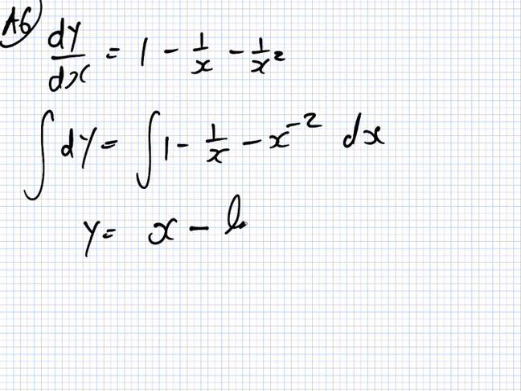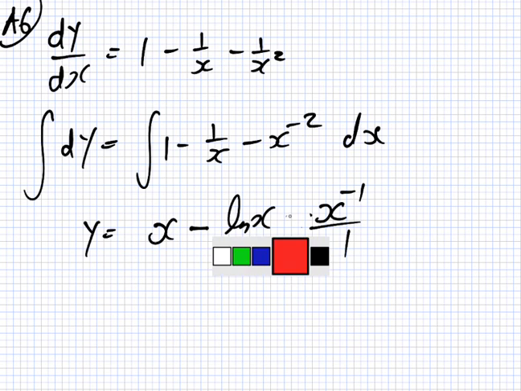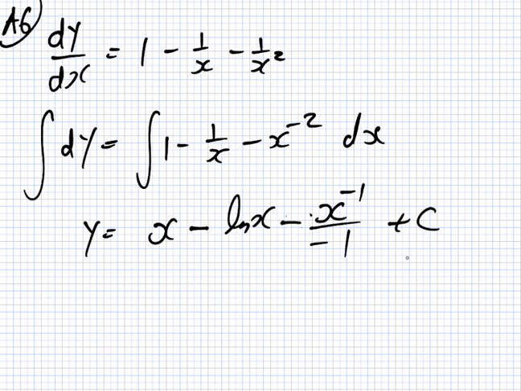Minus two plus 2x minus 1. Should be like this. Well, sorry, that's a minus there. You add 1 to the power, which makes it minus 1. So you get y equals x minus log x plus 1 over x plus c.